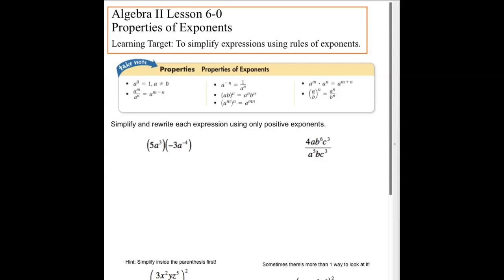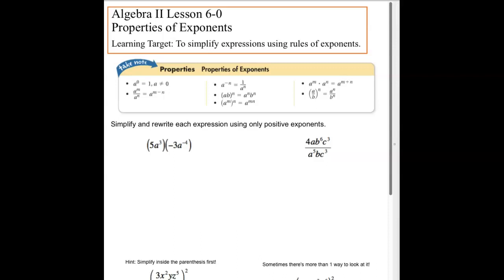Welcome to section 6.0. This is actually kind of a preview before we move into chapter 6 to quickly refresh your memory on the properties of exponents. So our goal today is to simplify expressions using the rules of exponents. And we have 7 different rules.